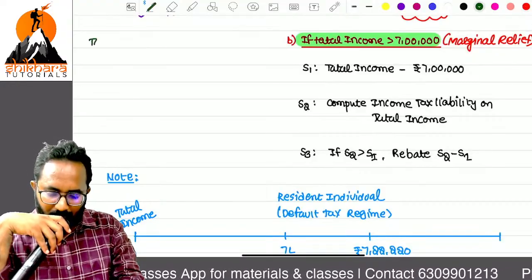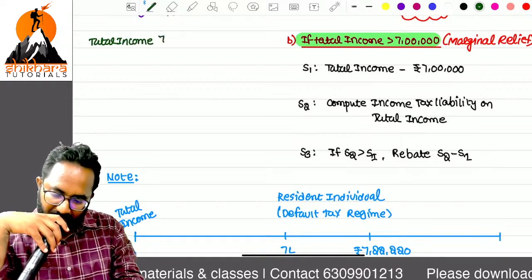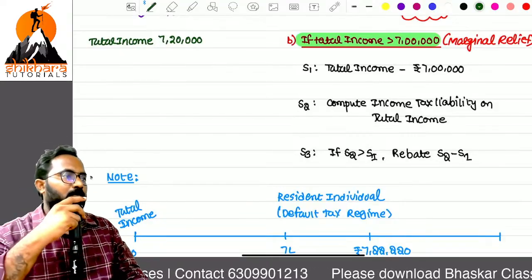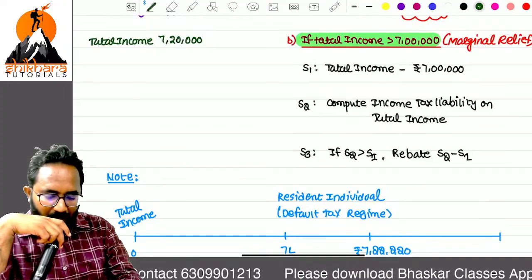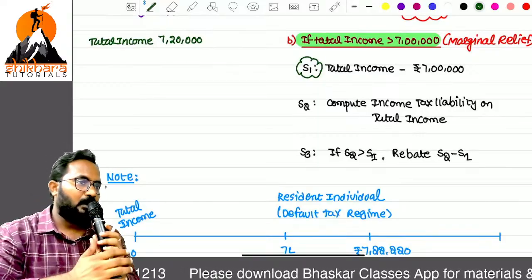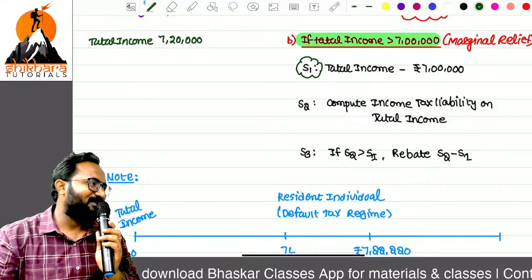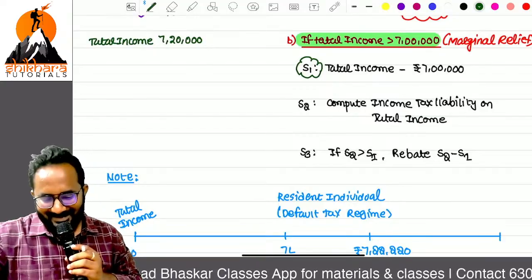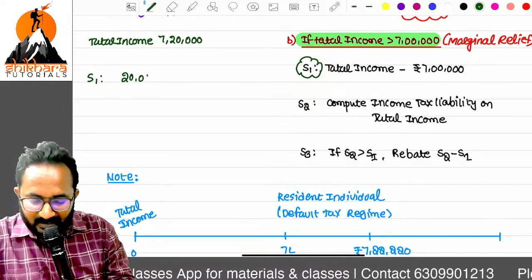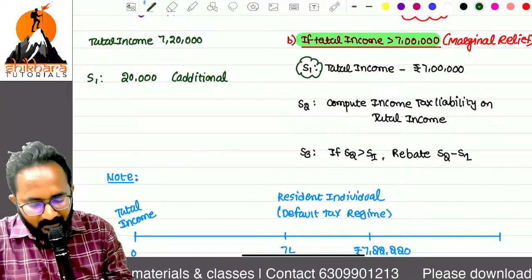My total income is 7 lakh 20,000. Is it more than 7 lakh or not? Yes. Please calculate step 1: total income minus 7 lakh. How much do you get? 20,000. That means this 20,000 I am representing as additional income over the 7 lakh. Am I correct?